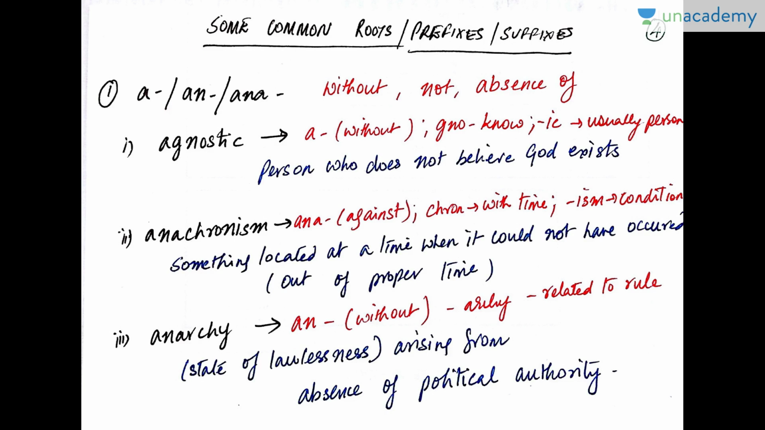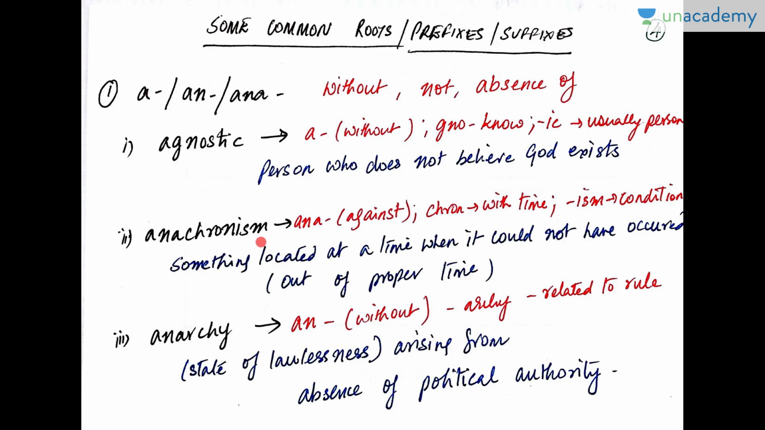First of all, an, ana. Whenever you add a in front of a word, it usually means without, not, absence of. For example, take a word called agnostic. Agnostic is a, without, no, knowledge comes from no, and ik is usually a person. So an agnostic is a person who does not believe God exists or who does not know about the existence of God.